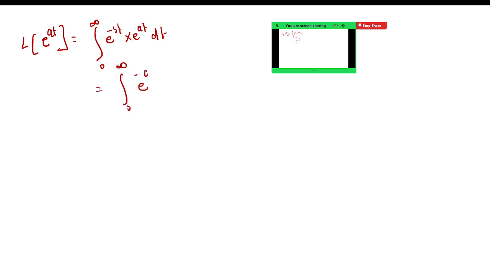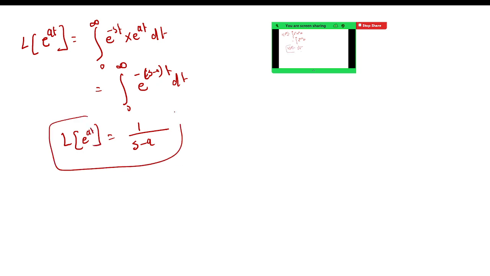So let's say if I want to find Laplace of e to the power at. So I'll have to write 0 to infinity e to the power minus st multiplied with e to the power at dt. Fine. So again, that product rule will be applicable. If I take minus common, this will be e to the power minus (s minus a)t dt. So finally, once we integrate it, I'll be getting 1 upon s minus a. So this is Laplace of e to the power at. This is 1 upon s minus a.